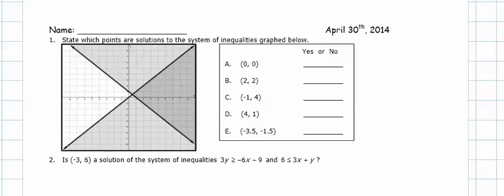Hi, and welcome to this video on identifying solutions to an inequality. Okay, so we're going to do this little exercise here, and it says state which points are solutions to the system of inequalities graphed below.